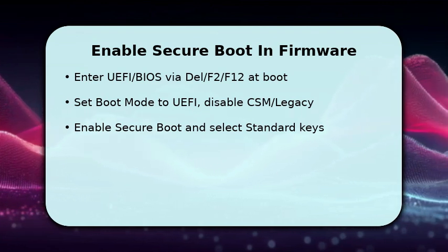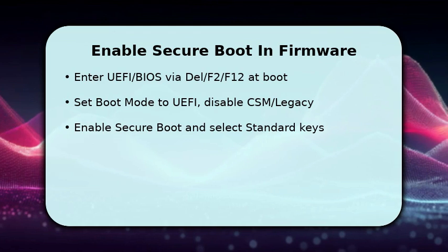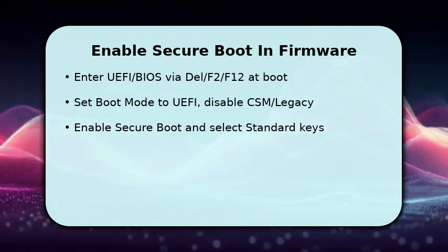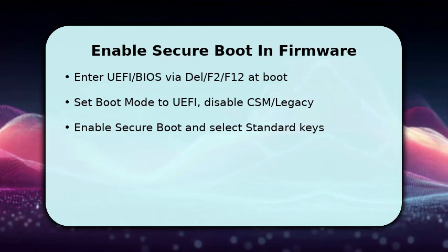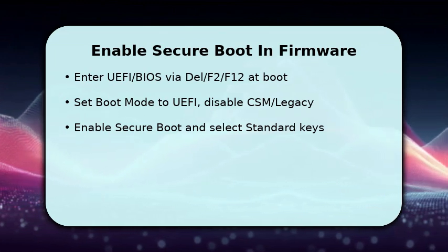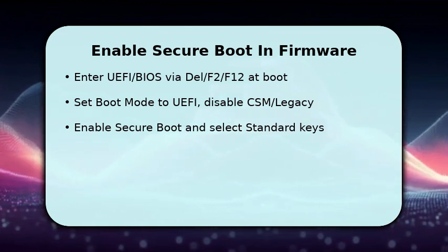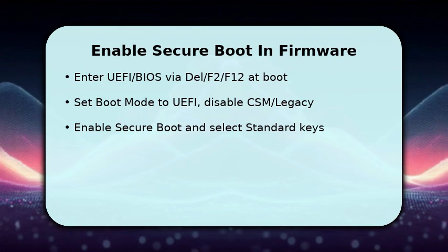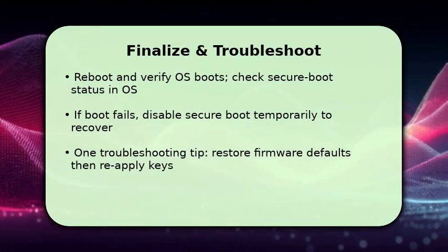Next, enable Secure Boot, choose the vendor standard Secure Boot key set, and save changes. If the option to enroll keys appears, pick the platform's default set so the OS loader and anti-cheat components can validate at startup. You finish by rebooting and verifying the operating system starts normally. In Windows, check Secure Boot status in System Information.